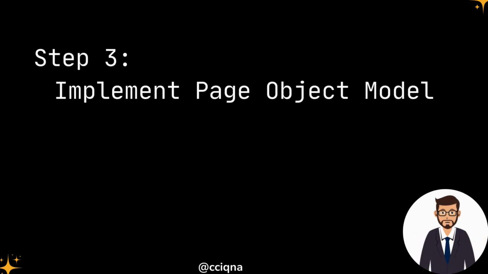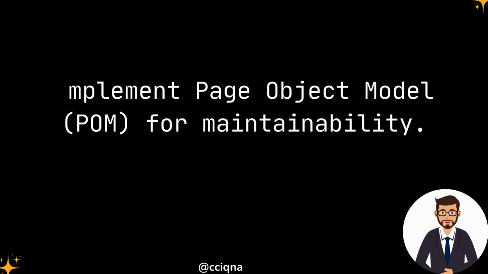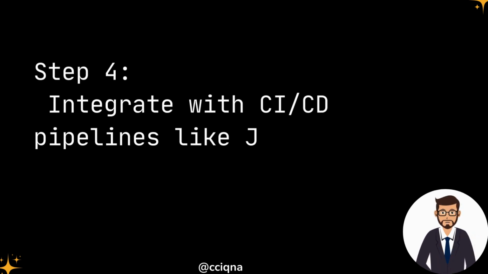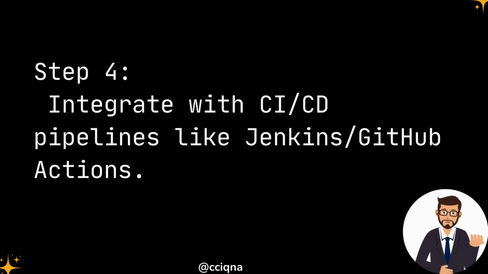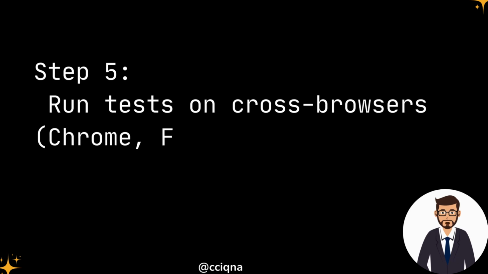Step 3. Implement the page object model, POM, for maintainability. Step 4. Integrate with CI/CD pipelines like Jenkins or GitHub Actions. Step 5. Run tests across browsers: Chrome, Firefox, Edge.